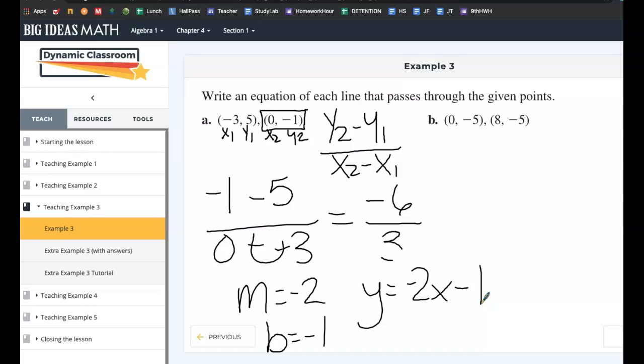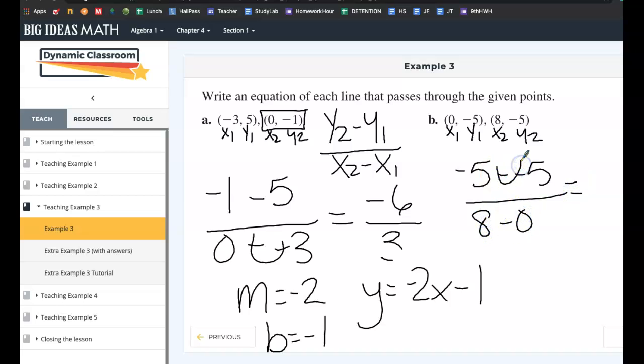The next one, again, you have x1, y1, x2, y2. So I use the formula y2 is going to be -5 minus y1, -5, over x2 is 8 minus x1, 0. So negative 5 plus 5 is 0, over 8 minus 0 is 8. So m equals 0.